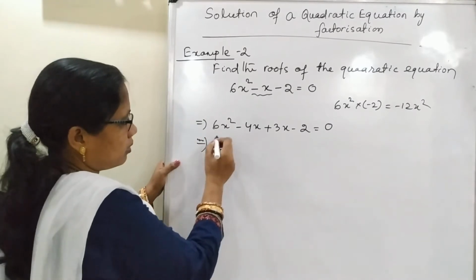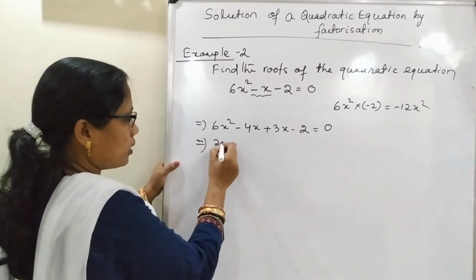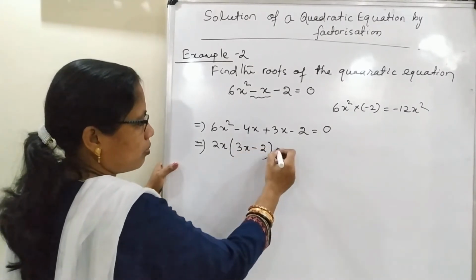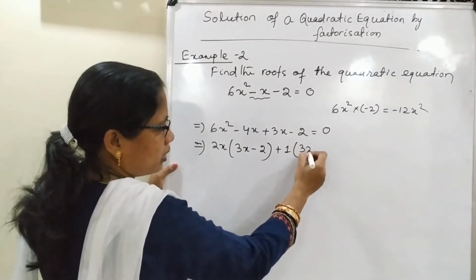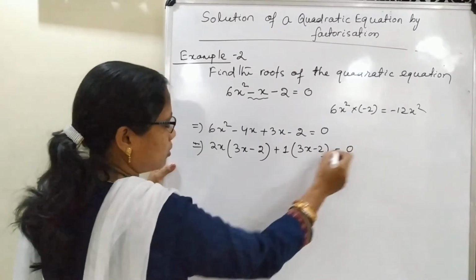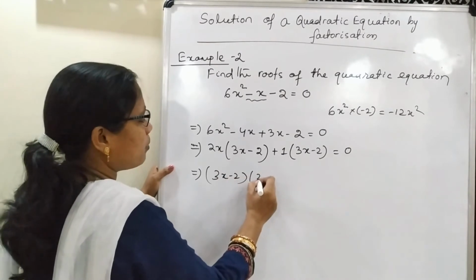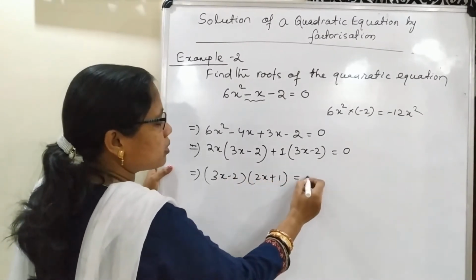Then what is common here? 2x is common. So 2x multiplied with 3x minus 2, plus 1 multiplied with 3x minus 2 is equal to 0. So this implies 3x minus 2 multiplied with 2x plus 1 is equal to 0.